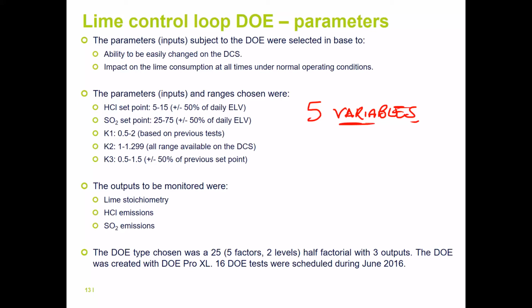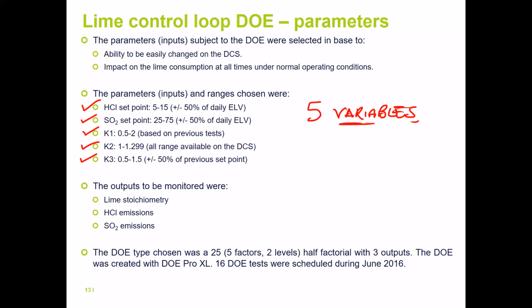5 variables. So let's take a look at these things. It's the HCl set point, variable number 1. It's the SO2 set point. It's the K1 constant, the K2, and the K3. Now they're almost like offsets that the equipment manufacturer uses to deal with all the slight differences in their equipment and processes when they install them, to get them all referenced to the same place.